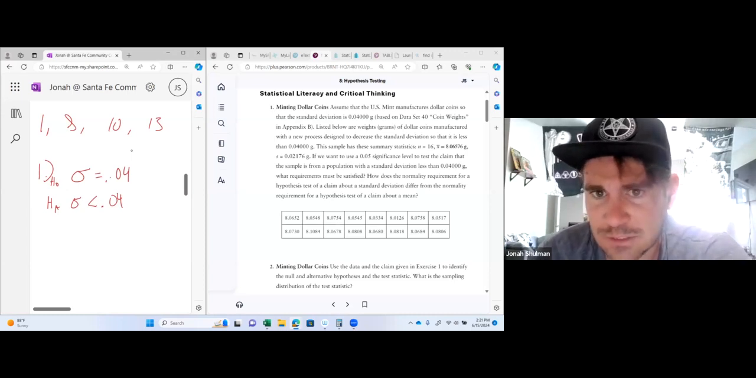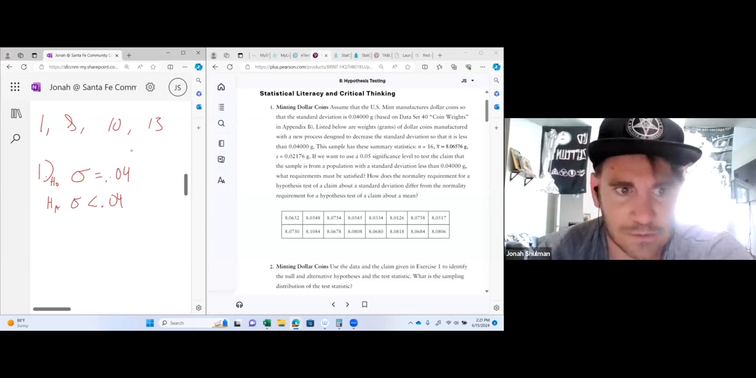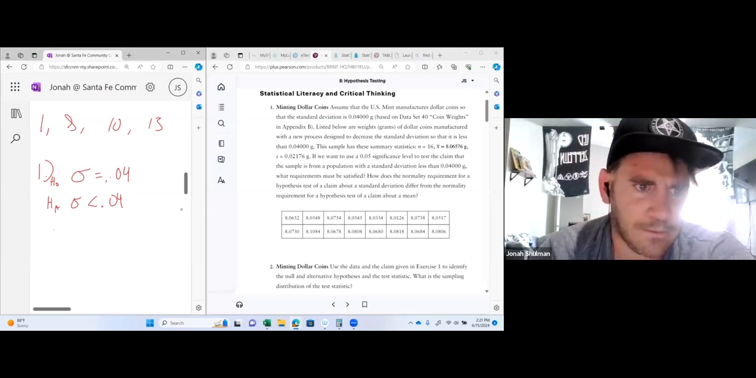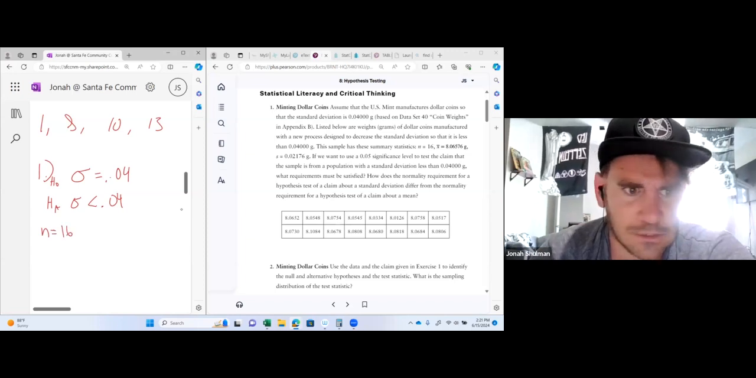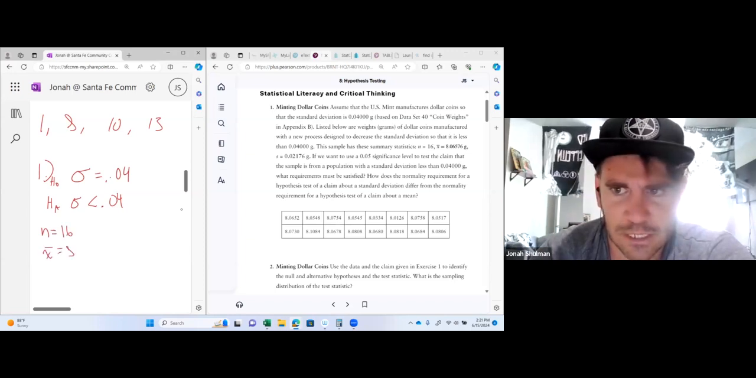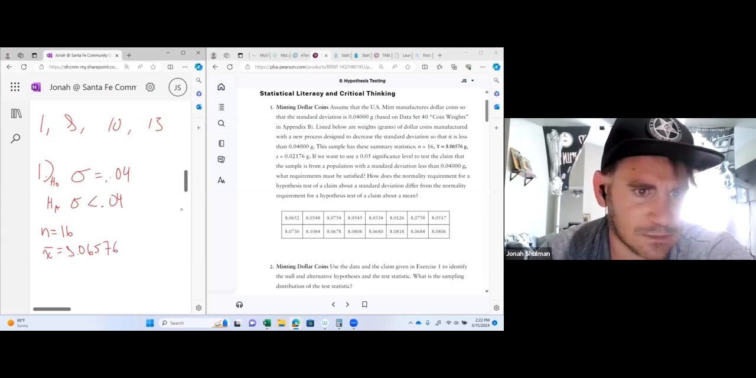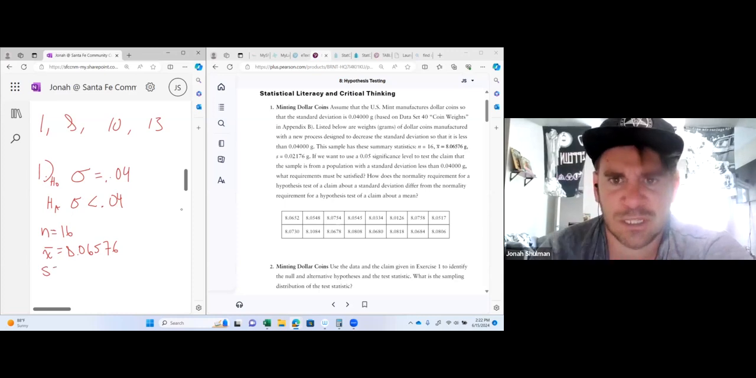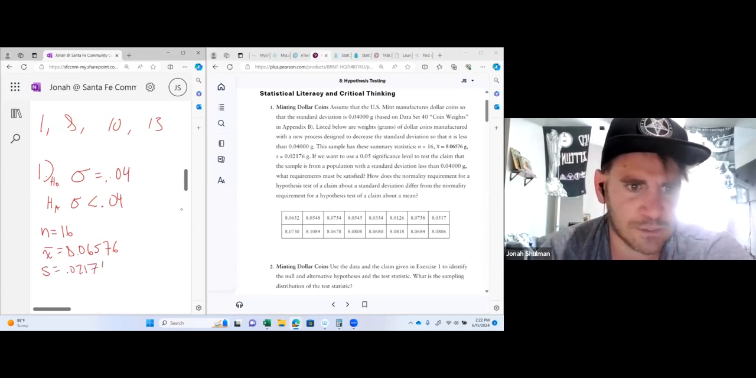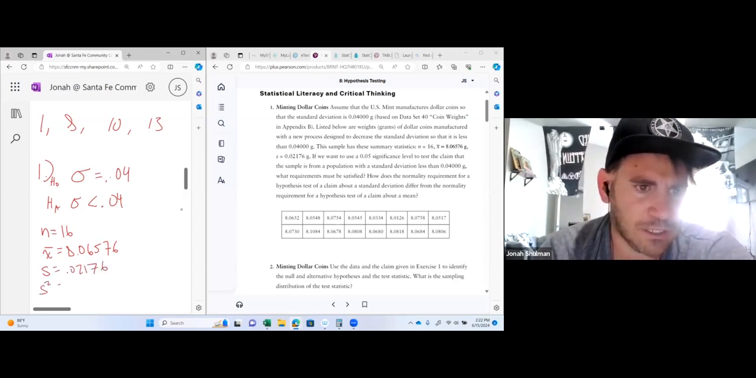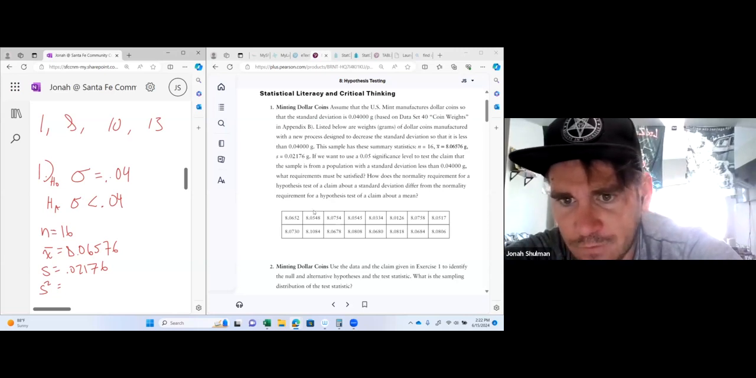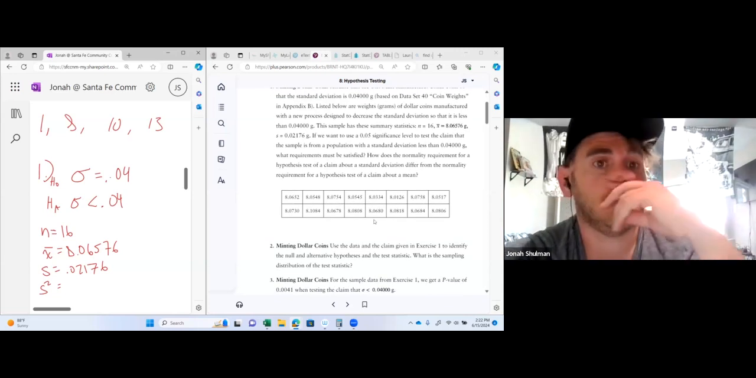The sample has these summary statistics. Oh, they give them to us? That's nice. So with the summary statistics, we don't actually have to do the table. N is 16. Our sample mean is 8.06576, and our sample standard deviation is 0.02176. So we need this squared. First we have to see if this is a normal distribution, so we still have to type this in.